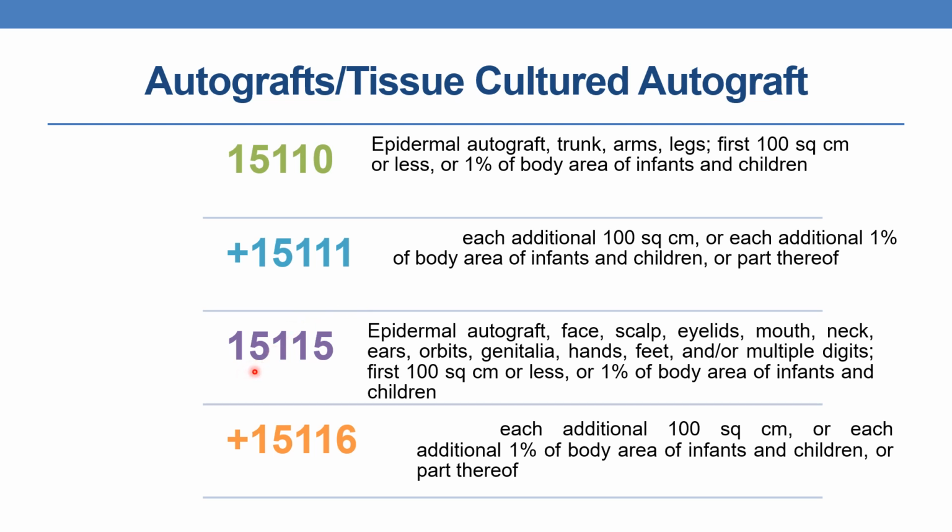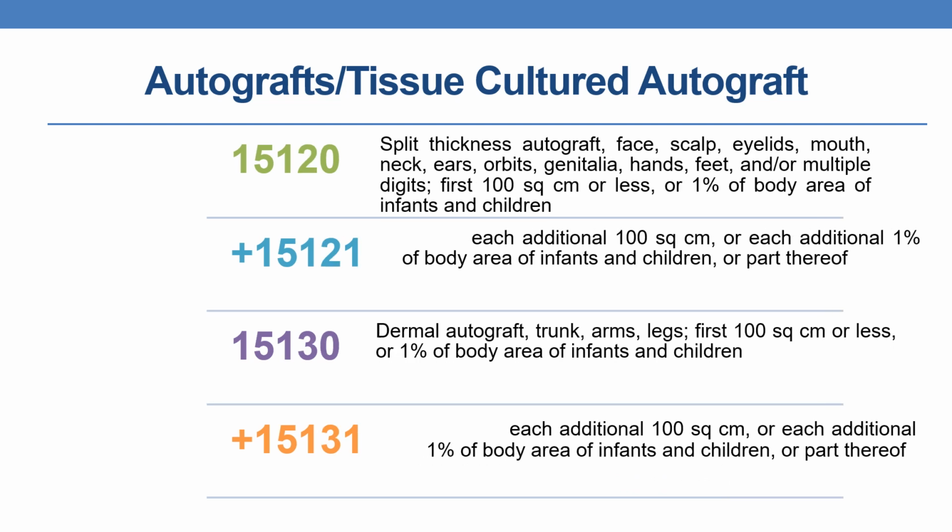The next code is 15115, which includes epidermal autograft, face, scalp, eyelids, mouth, neck, ears, orbits, genitalia, hands, feet, and or multiple digits. First 100 square centimeters or less or 1% of body area of infants and children. The next is an add-on code, plus 15116, that must be used for each additional 100 square centimeters or each additional 1% of body area of infants and children.